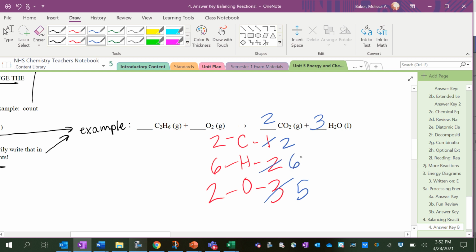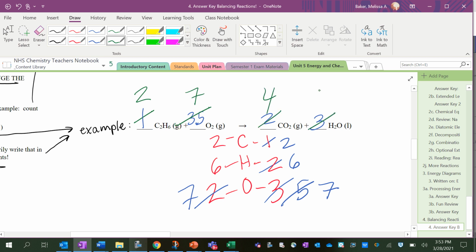Now we've got 6 hydrogens, but how many O's? 4 plus another 3, 7 O's. Yikes, that's an odd number. So what times 2 is 7? 3.5. Now we've got 7, but we can't leave a decimal. Okay, we have to put a 1 in if we're going to start doubling things so that we don't forget to double the 1. The final answer will be 2, 7, 4, and 6.